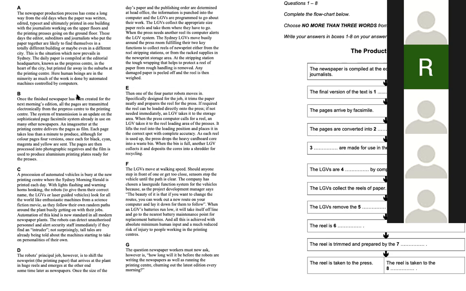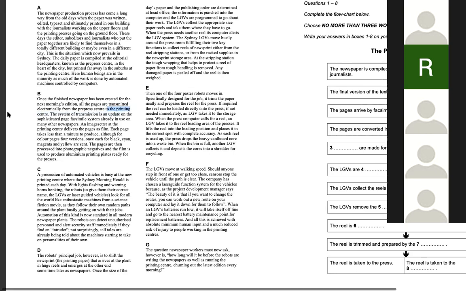We're not looking for pre-press center. Once the final edition is finished, the newspaper has been created, the final version is transmitted electronically. So all the pages are transmitted electronically. So this is our answer: transmitted electronically from the pre-press center to the printing center. So to the printing center, you scanned for it, you found, okay, the printing center is right here.